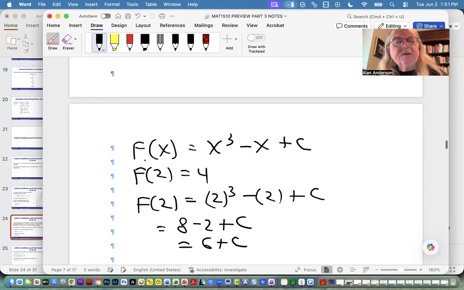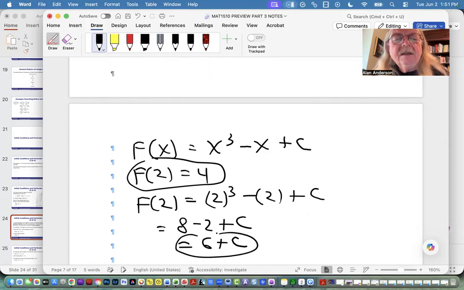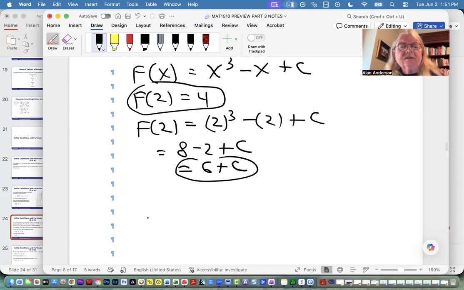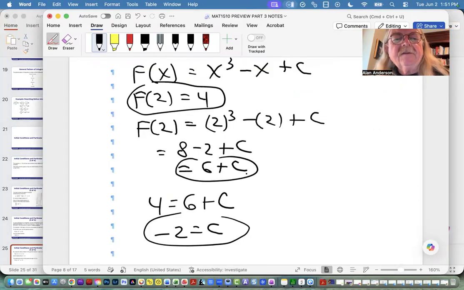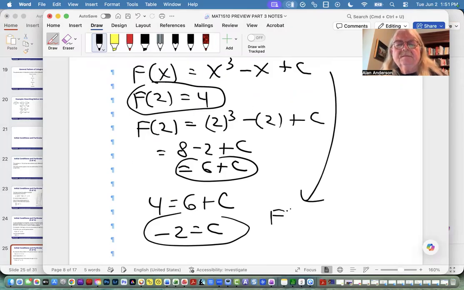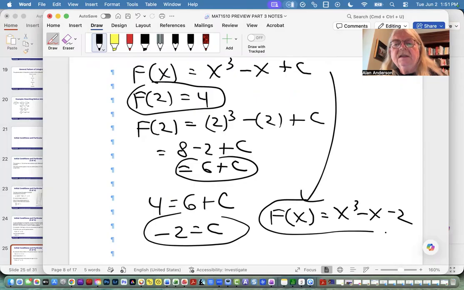So we know that f of 2 is 4. We also know that it's 6 plus c. So of course we set these equal to each other. The constant is -2, and therefore our solution is x cubed minus x minus 2. This is the antiderivative that we're looking for.